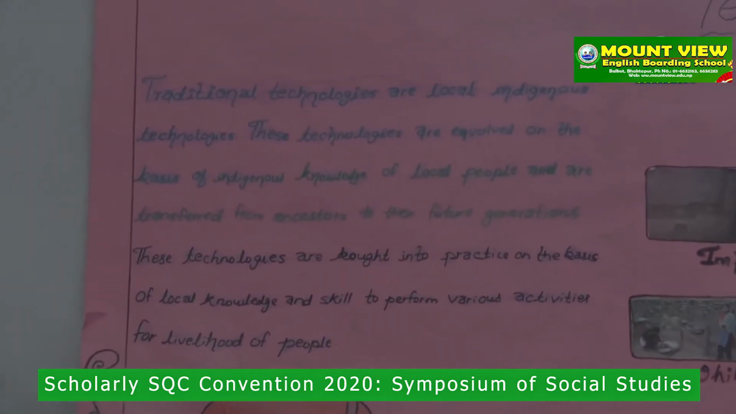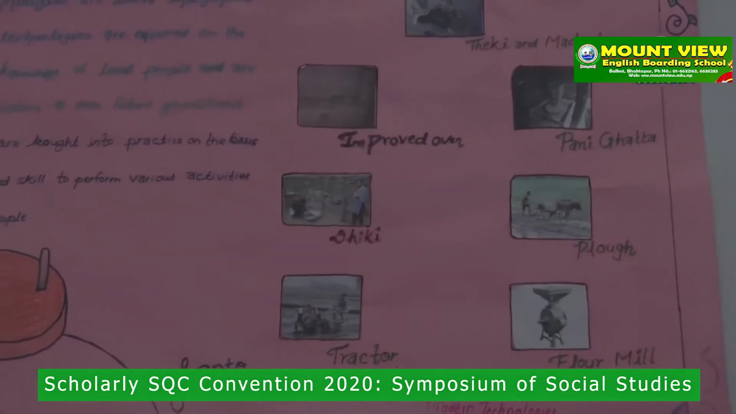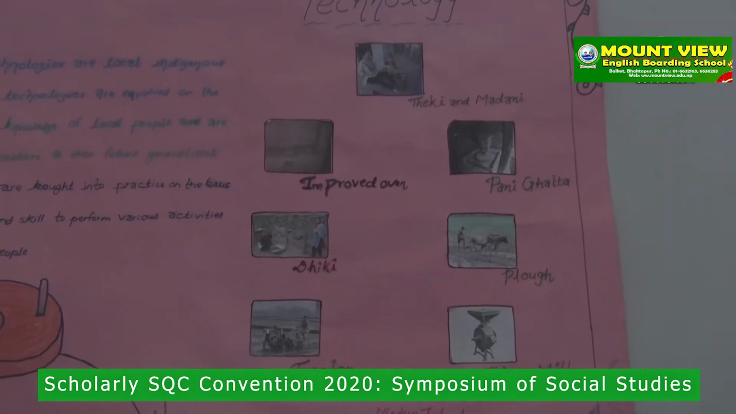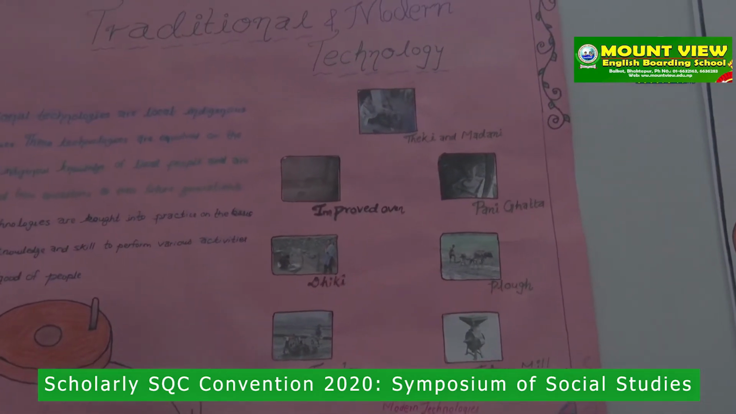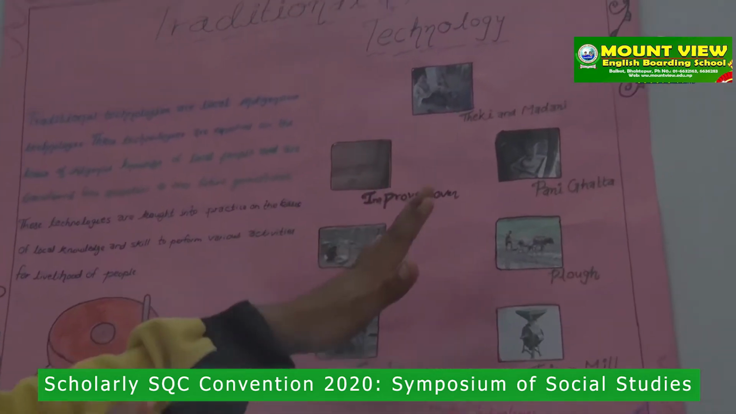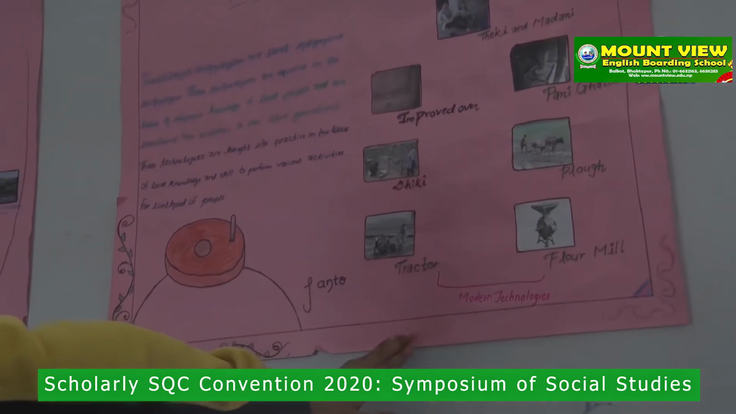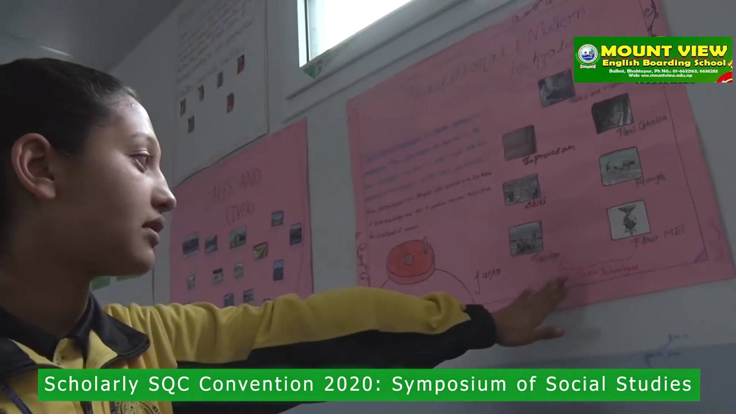These technologies are evolved on the basis of the indigenous technology and knowledge of local people. Some examples of traditional technology are Dhiki and Janto, improved oven, pani ghatta, and these are some of the modern technologies like tractor and flour mill.